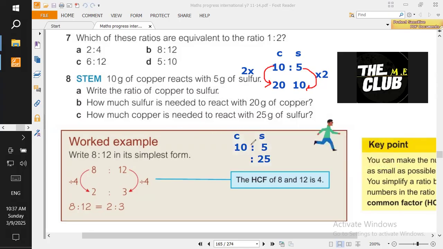Now, same idea. How did the 5 become 25? Very good. By multiplying by 5. So this one is multiplied by 5. And I'm going to do the same idea here. So this one will be multiplied by 5. And it will give me the answer of the question. So 10 times 5 will give me, very good, 50. So the answer is 50 grams of copper. And this is how you answer a question like this. Now let's move on to the next question.